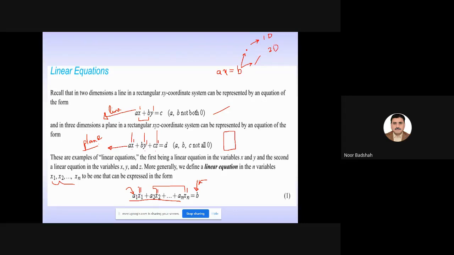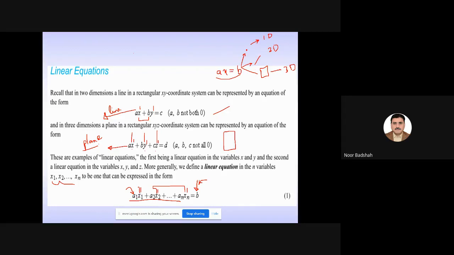Okay, and the same equation represents a plane if you know that you are in 3 dimension. If you are in 3 dimension, in that case this equation will be representing what? It will be representing a plane.